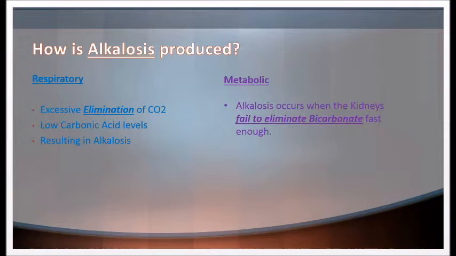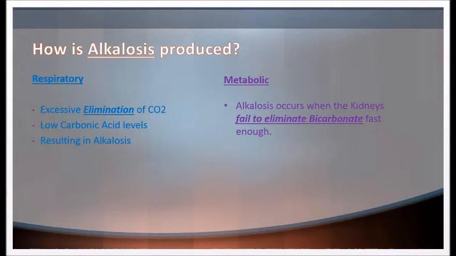Because of the excessive elimination of carbon dioxide, there will be very low carbonic acid levels. Remember from the previous slide that carbon dioxide becomes a limiting factor because water is always available, right? So because there's less carbon dioxide, that will result in less carbonic acid and therefore less acidosis, which will probably result in alkalosis. Because there's less acid, there will be more bases, right?